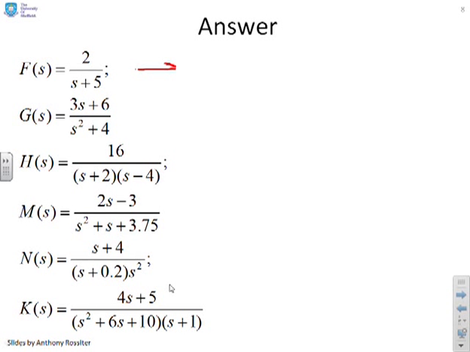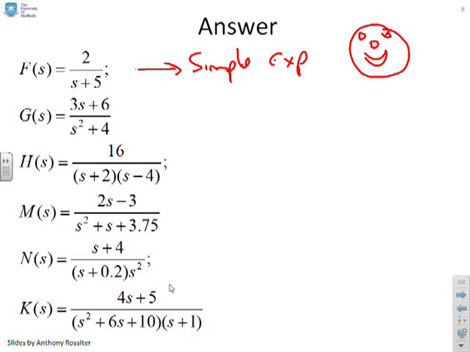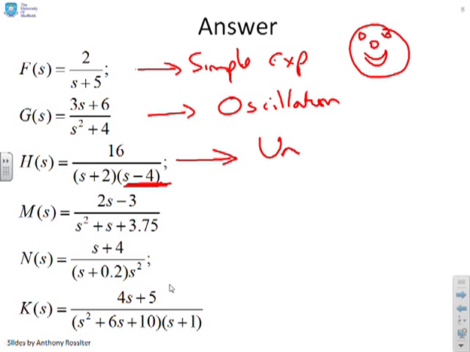Okay, so this one here, we had a simple exponential. So what we could do is we could draw a happy face. Yeah, it's converged quite fast. It's a simple exponential. We're quite happy with this. This one, you remember, we said it was oscillation. So generally, that's not particularly good. This one here, which we marked as being different, what you should notice is this S-4. It's unstable or divergent. So that's bad news.